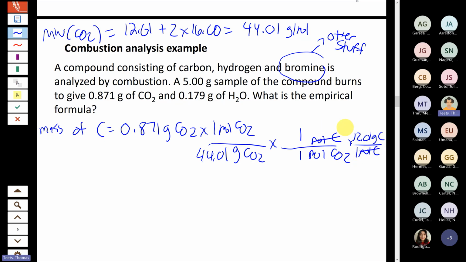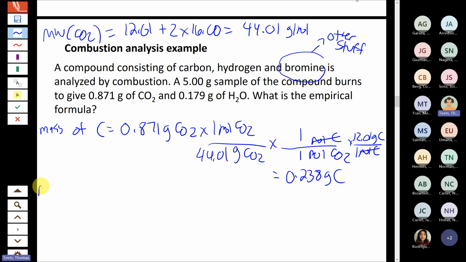All right, so those are the three steps we do. We convert grams of CO2 into moles. We recognize that there's a 1-to-1 mole ratio of carbon and CO2, so that's a trivial step. And then we convert moles of carbon into grams of carbon by using the atomic mass. So what we get is 0.238 grams. So of our 0.871 grams of CO2, 0.238 grams of that is carbon.